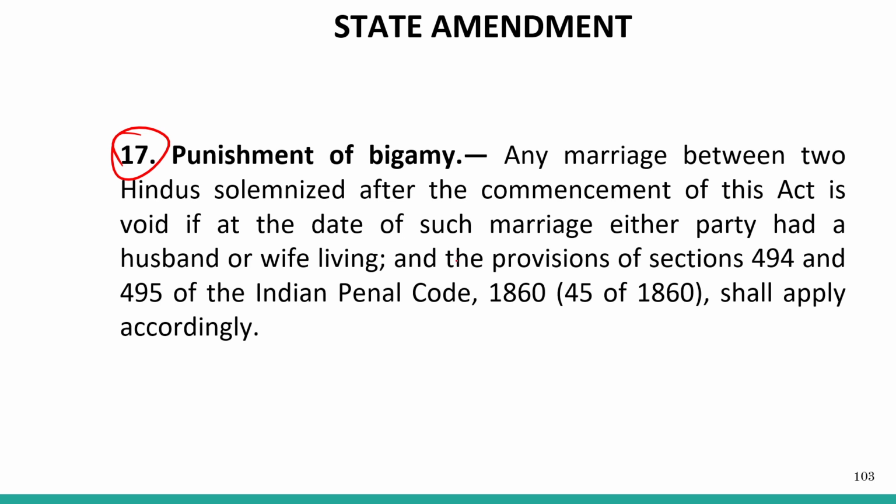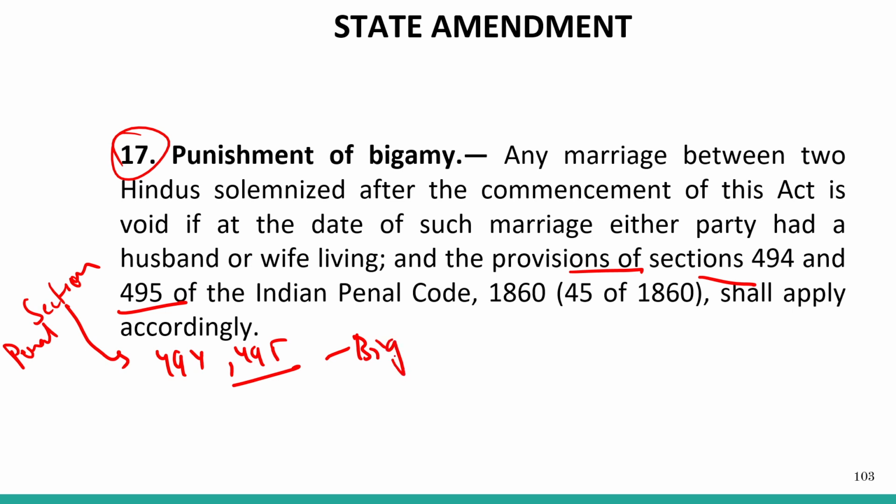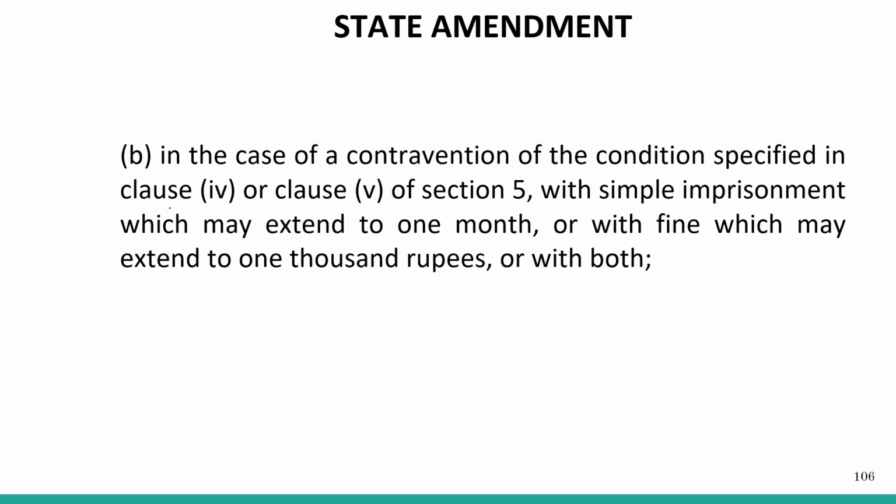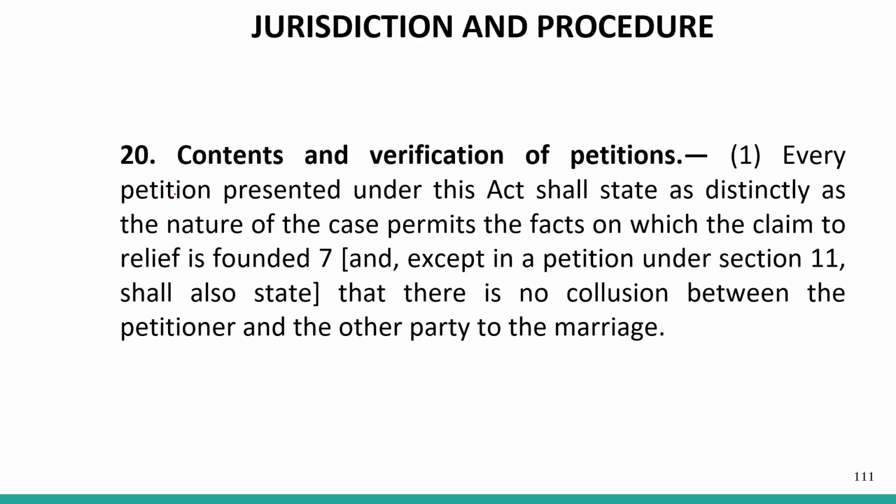If you have already been married and you act in such a way that you are single and you get married, then it is attracting a penal section of 494 and 495, which is talking about bigamy, which is a punishable offense according to the Indian Penal Code. Okay, so these are the things that we're going to study in our upcoming lectures.